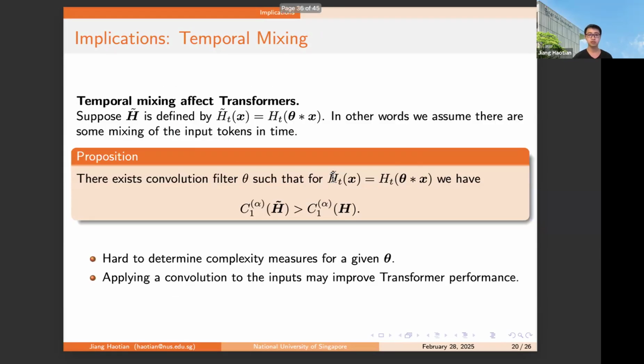Sorry, but here I want to mention that it is generally hard to determine how exactly the complex measure changes if we are given an arbitrary convolution filter here. But this kind of shows us that if we apply some convolution to the input before feeding it into the transformer, this may improve the transformer performance.